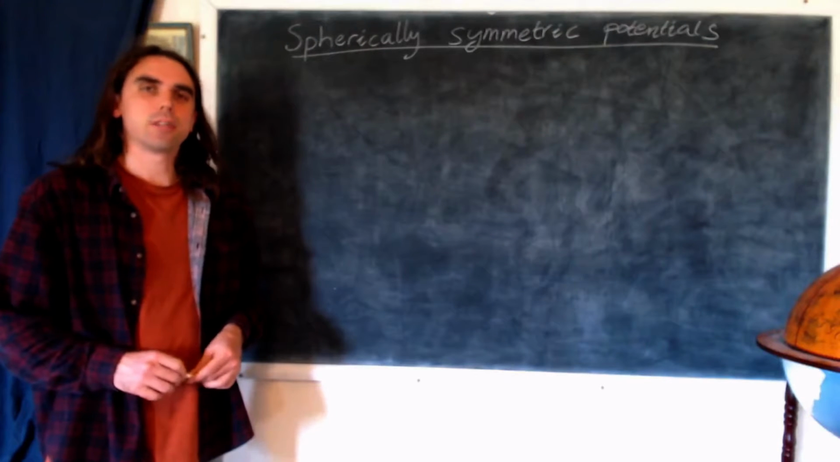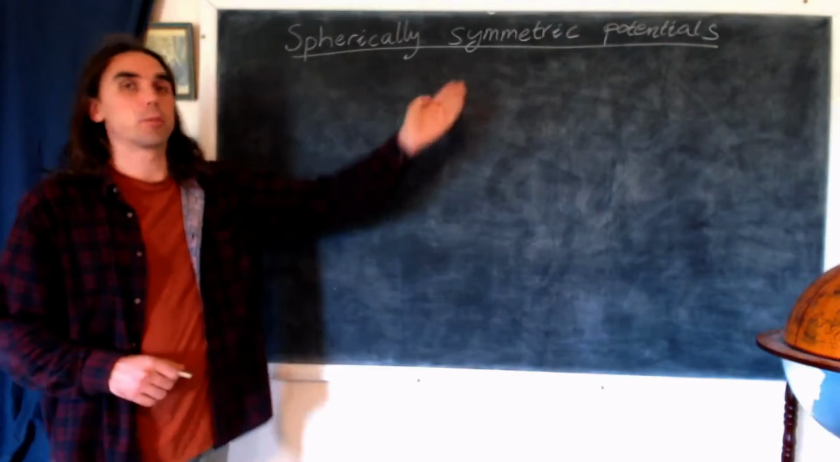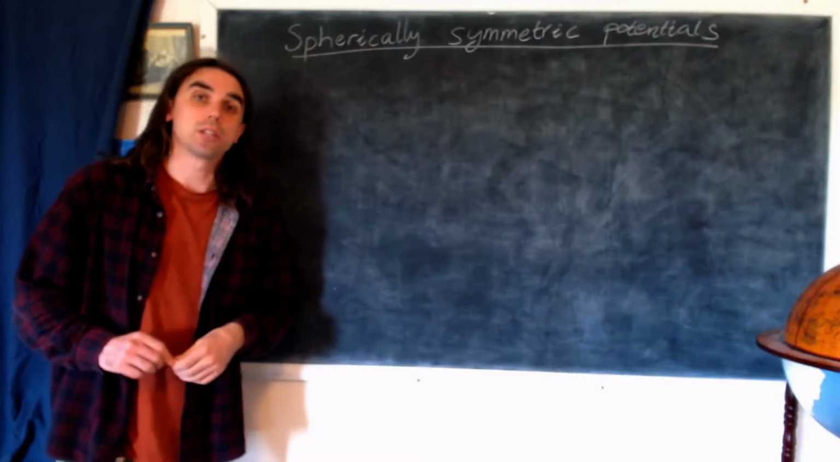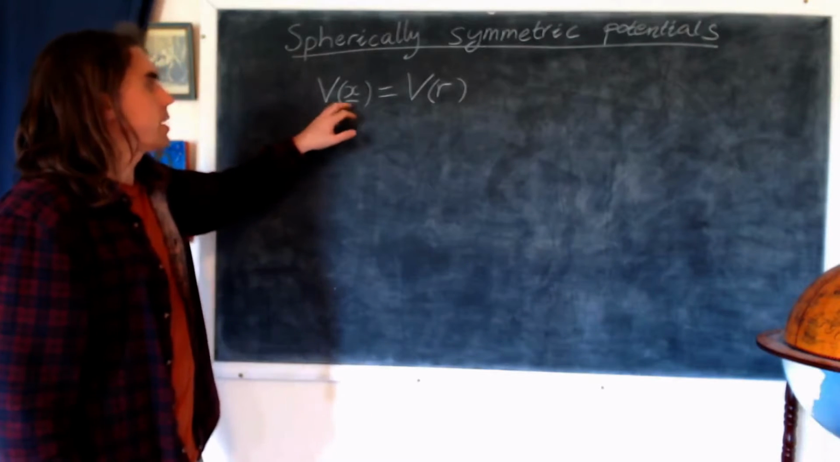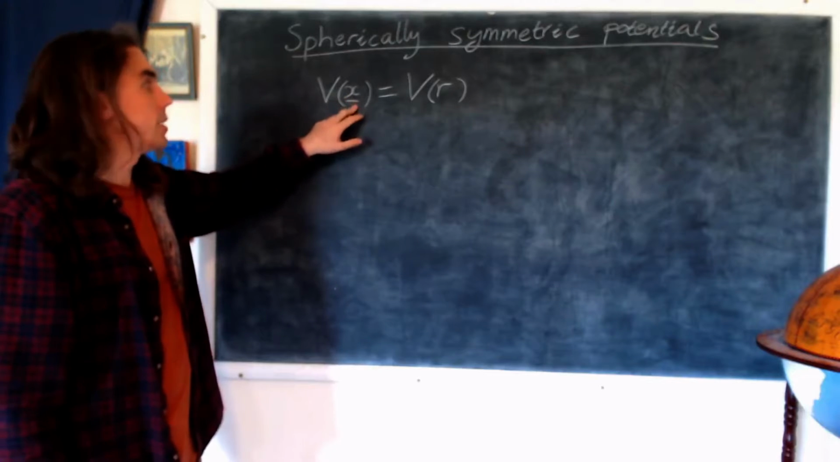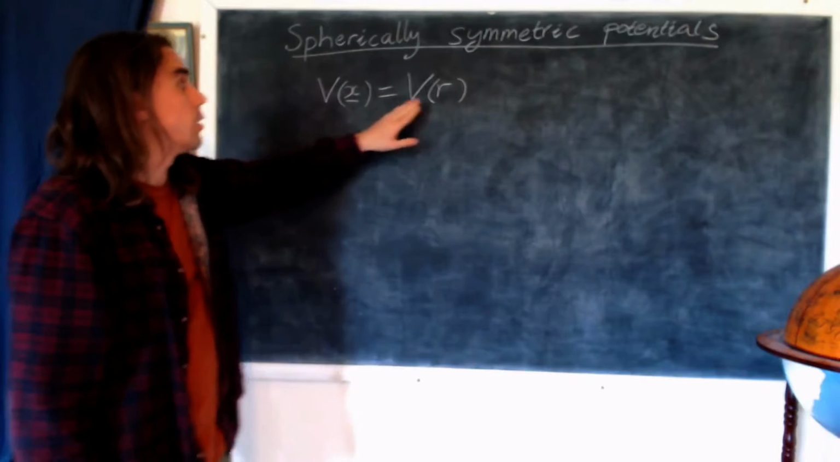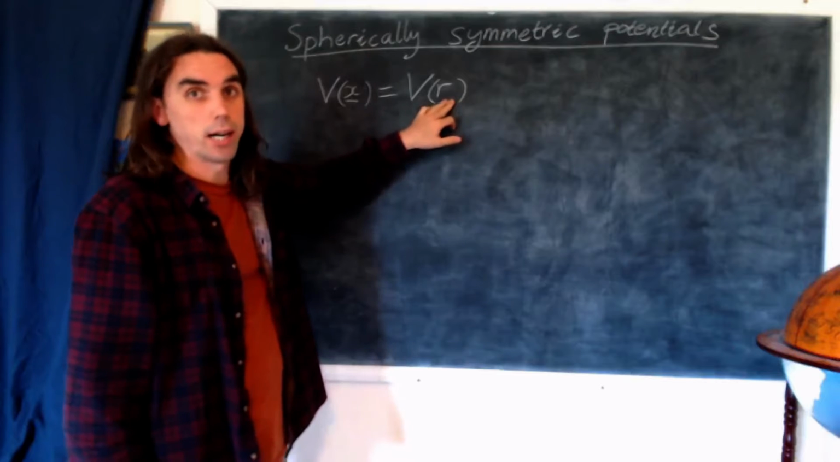Hello. In this video we're going to take a look at spherically symmetric potentials in 3 dimensions. So potentials of the following form. That is, V, which is usually a function of x, y and z, or r, theta and phi, is now only a function of the radial coordinate r.